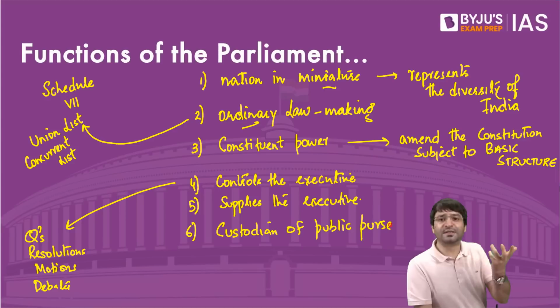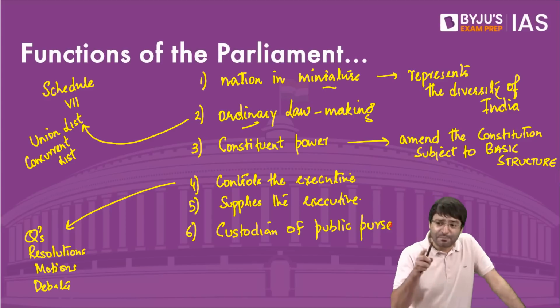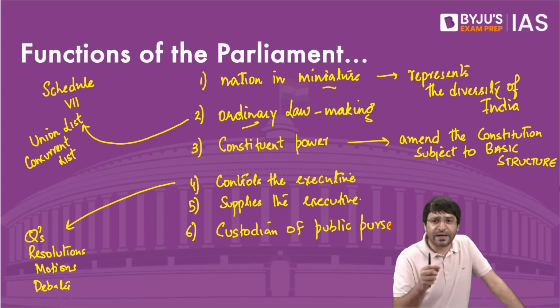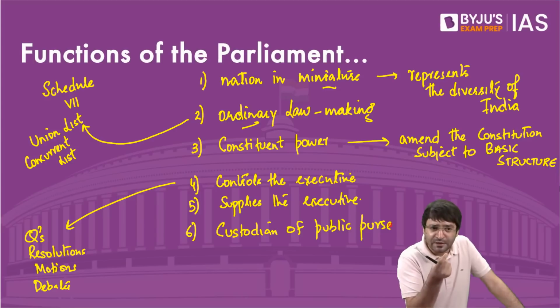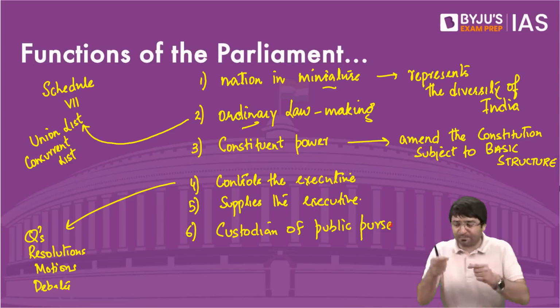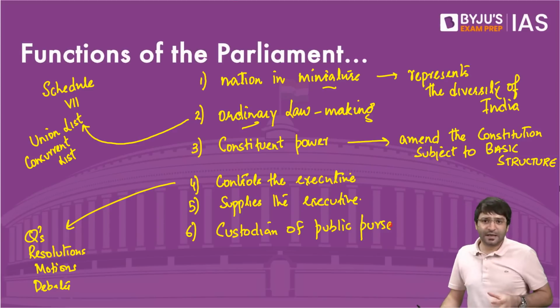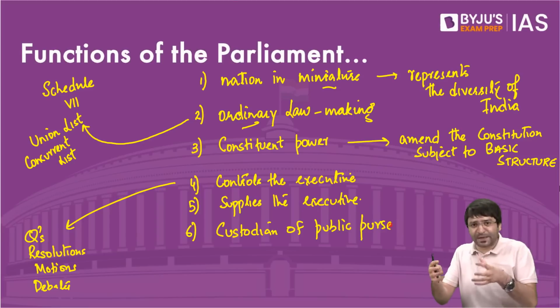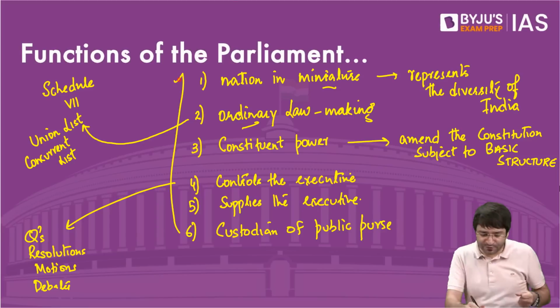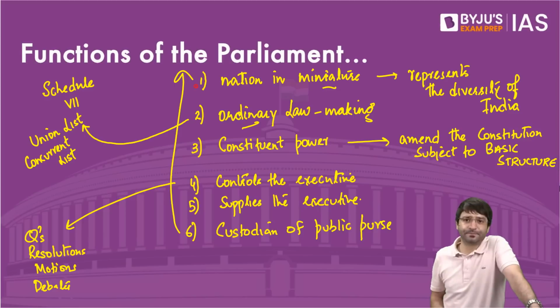All the loans that are taken by the central government get deposited in the Consolidated Fund of India. But the ministers, the executive, cannot spend even a single penny from the Consolidated Fund of India without the approval of the Parliament. So without parliamentary approval, government cannot spend even a single penny from this fund. And the Consolidated Fund of India then becomes the custody of the Parliament. Parliament is the custodian of this public purse, public money.